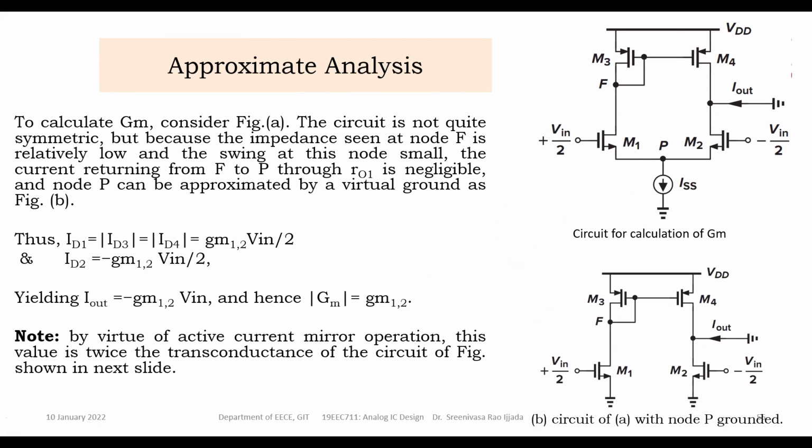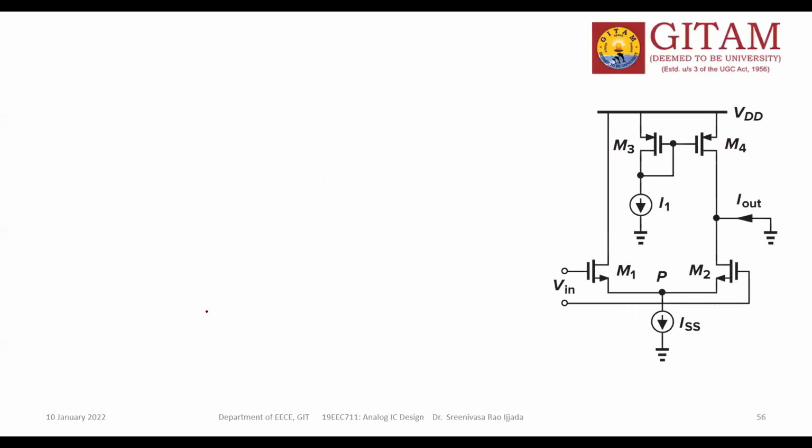So by virtue of active current mirror operation, this value is twice the transconductance of the circuit figure shown. If you remember this one, here we are using the active current mirror load. So the value is twice the transconductance of the circuit shown in the picture. In the next slide, this we already know, the circuit is the differential pair with the current source load, but it is not an active load.